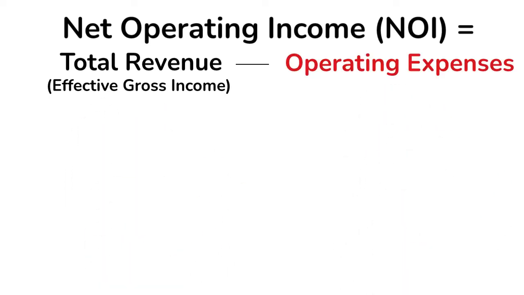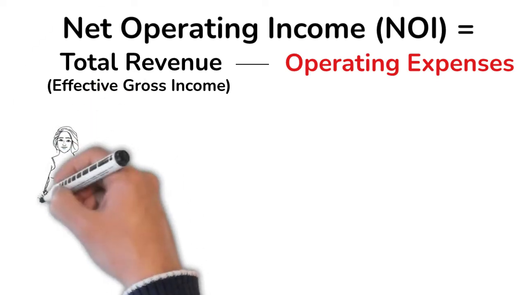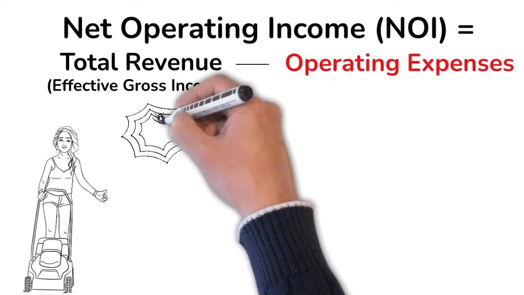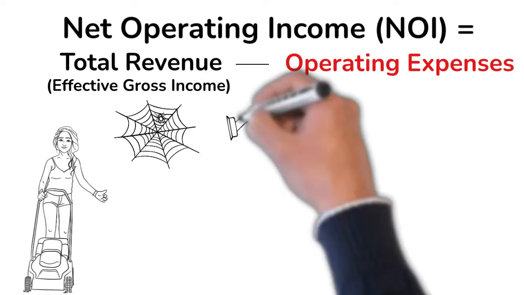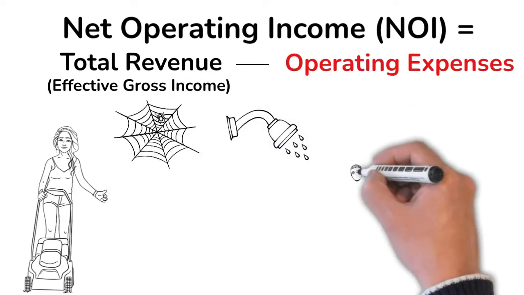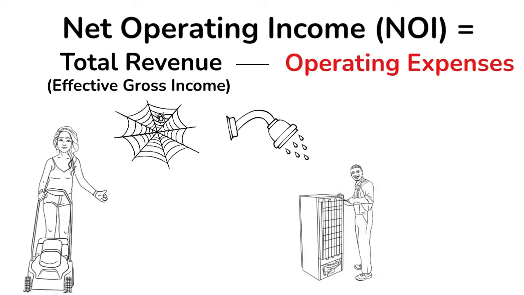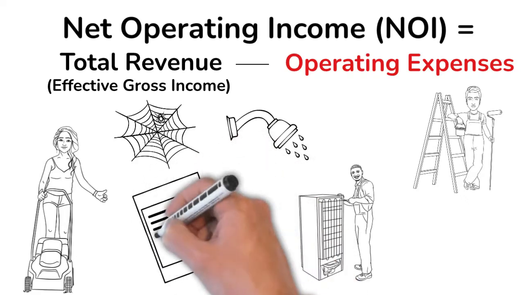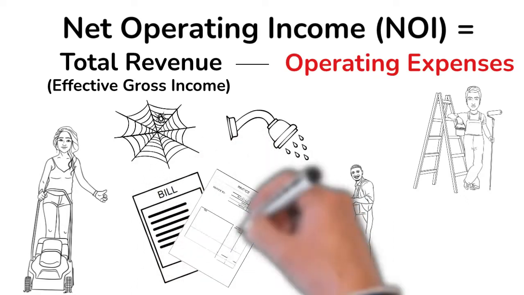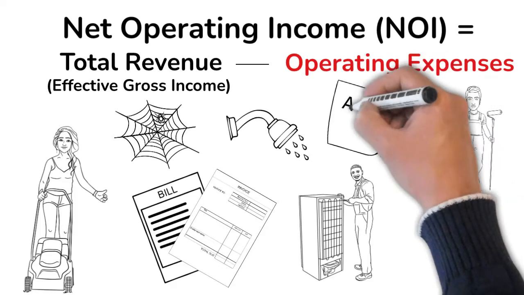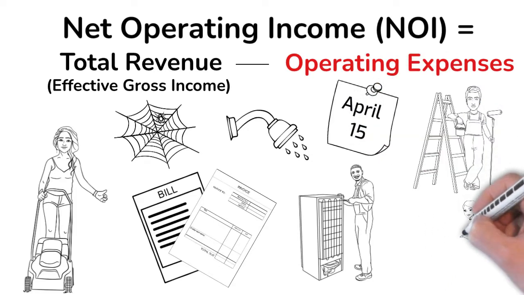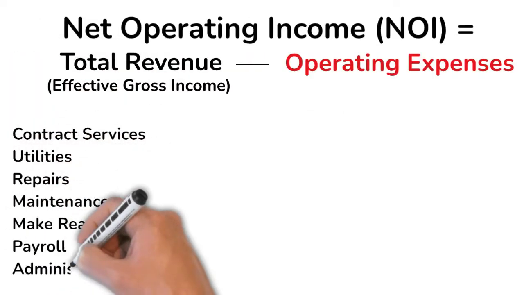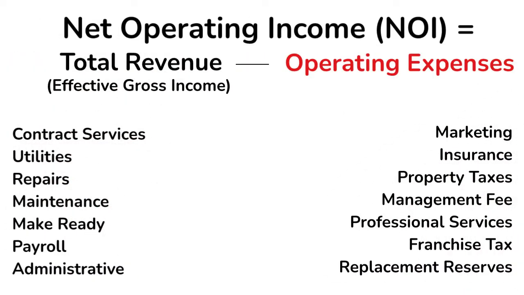So what are operating expenses? Operating expenses are the costs of the day-to-day operation and maintenance of the apartment and its grounds. These expenses are typically divided into these categories: contract services such as landscaping and pest services, utilities, repairs, maintenance, make-ready, payroll, administrative, marketing, insurance, property taxes, property management fees, professional services, franchise tax, and replacement reserves.